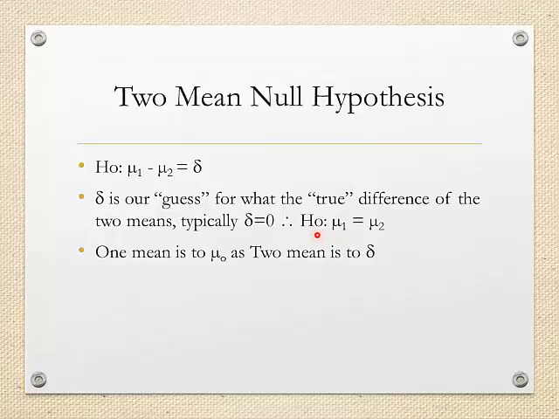I just want to make sure that you understand that this is definitely valid, and that's where it comes right out of the distribution for the difference between the two means, whereas this one is a simplified version of what we're trying to prove. Alright, so I just put this together to help remind us, in terms of thinking about a little SAT question. One mean is to mu, which is our guess of what the true population mean is, as two means is to delta, which is our guess about what the difference is between the two true mean averages.